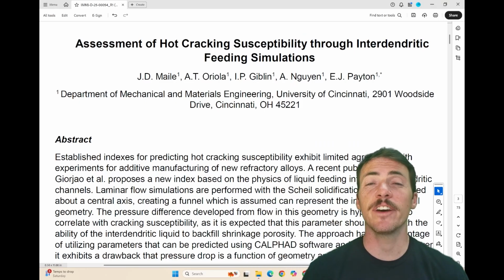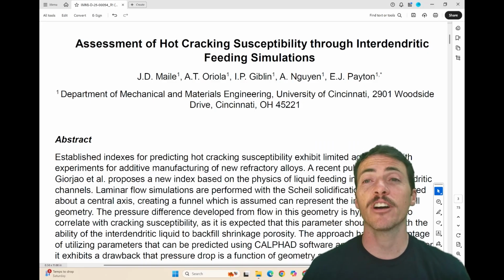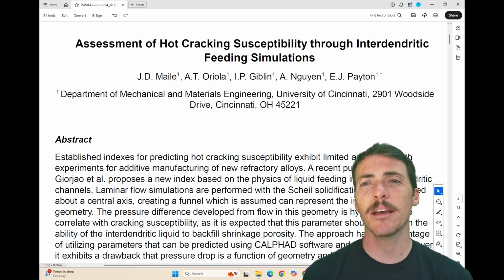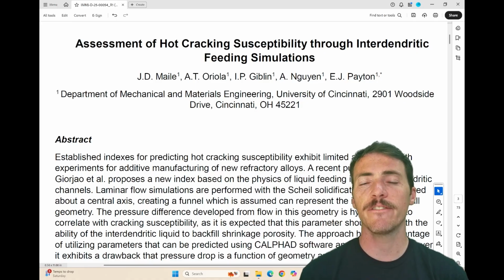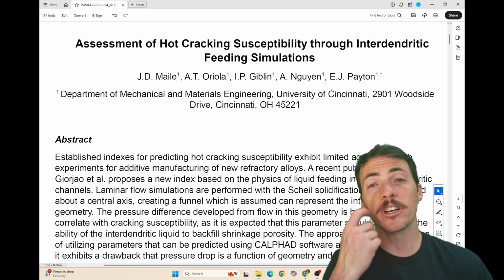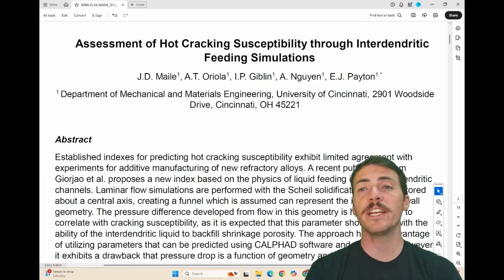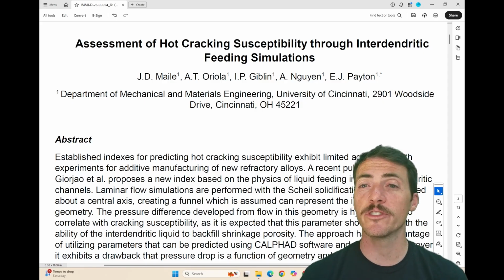I'm the editor-in-chief at Integrating Materials and Manufacturing Innovation, IMMI. And I'm here to talk about this paper, which is about the assessment of hot cracking susceptibility through interdendritic feeding simulations. This work comes to us from Maile, Oriola, Giblin, Nguyen, and Payton, all in the Department of Mechanical and Materials Engineering at the University of Cincinnati.